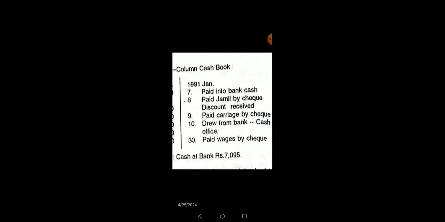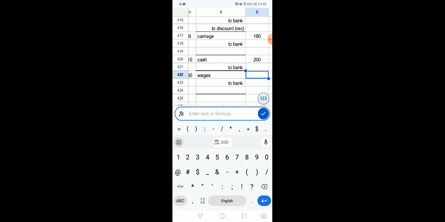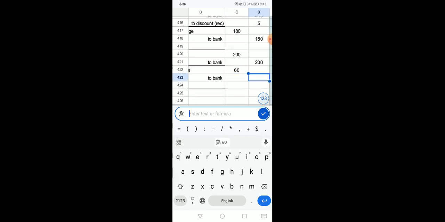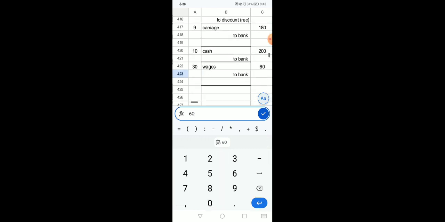So you are needed to point out wages on the debit side. How much amount of wages has been paid? And it is 60 rupees, as you can see. So you will mention 60 on the debit side, and you are supposed to write the same amount, 60, on the credit side. This way your entry number 30 is also completed, and we have completed our journal entries for the question as well. 30 was the last entry.